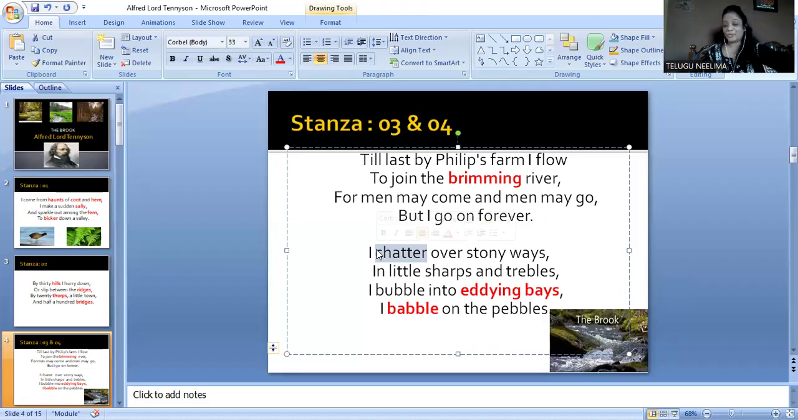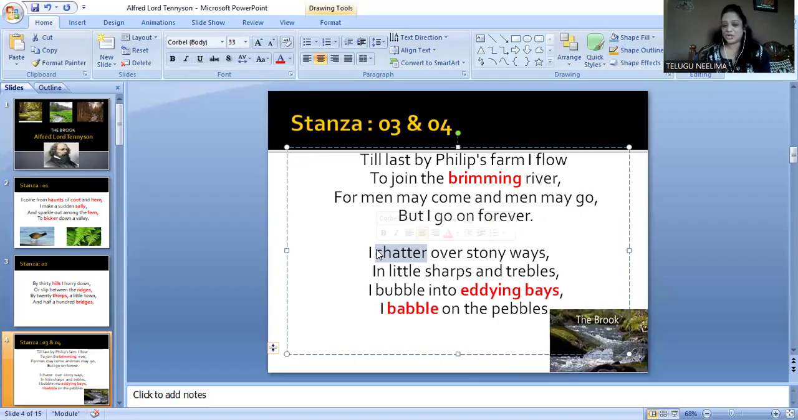I again repeat, the fourth stanza is telling what the brook is doing while making its journey. It says, "I chatter over stony ways, in little sharps and trebles." What a wonderful line this is! When we listen to music, if you are music lovers, you know what is sharp, what is bass, and what is treble. We adjust them in the music equalizer. When we increase the volume of treble, the voice will be sharp. When we increase the volume of bass, the voice will be more balanced. You can observe this kind of equalizers in the music system.